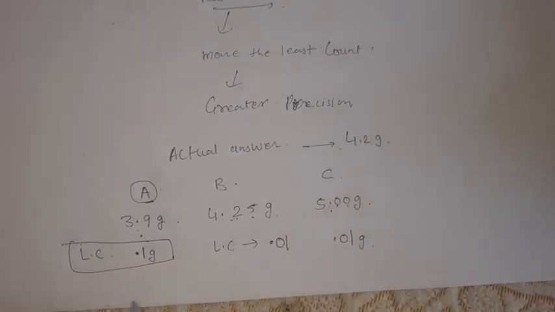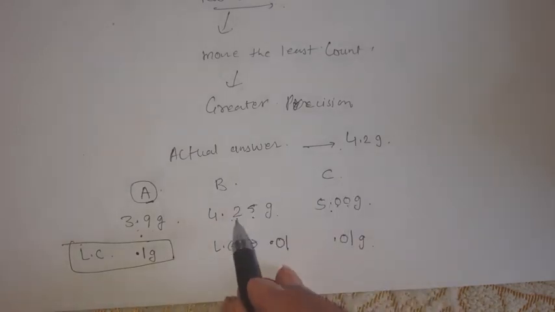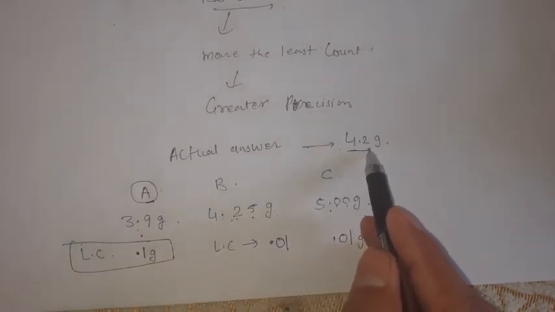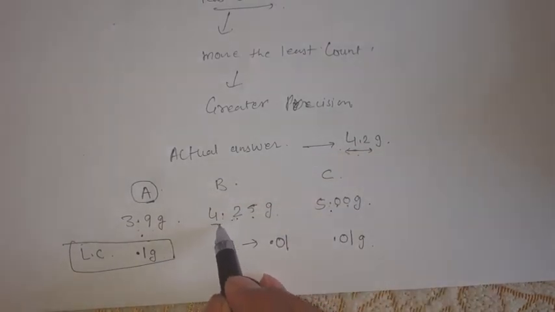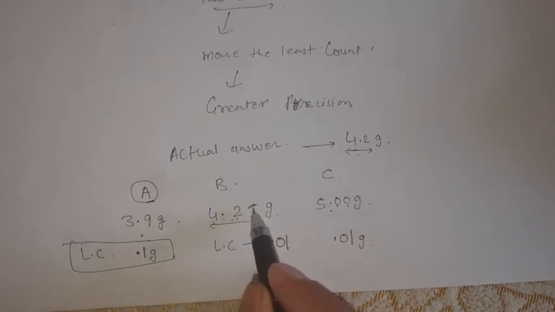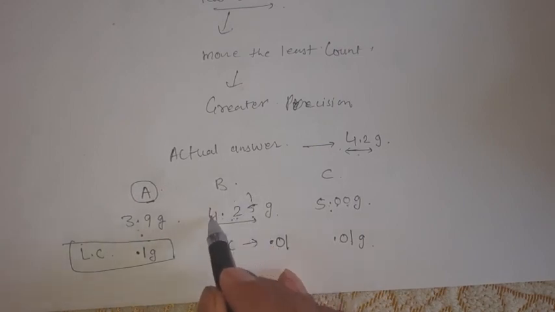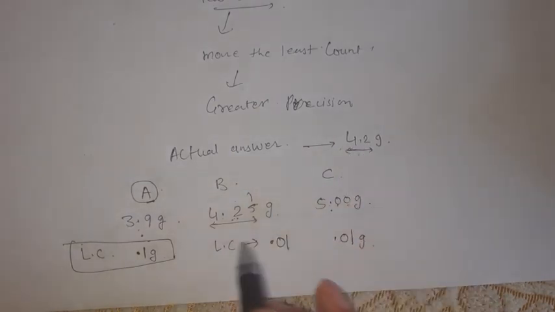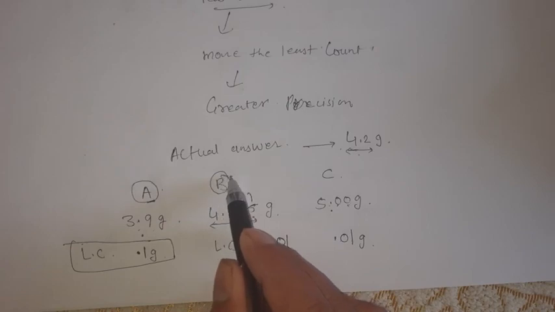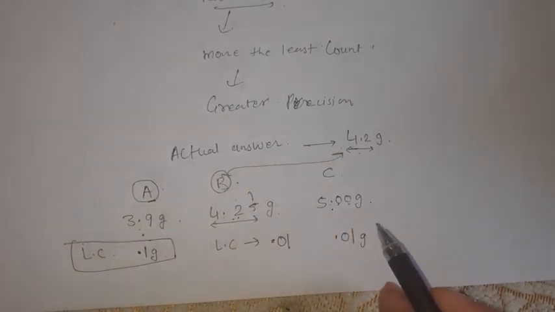Now you will observe which is accurate, which is near to the value. The actual answer is 4.2 gram, and we are getting 4.25. If we round it off, this value will be very close to the actual answer. Therefore, it is more accurate.